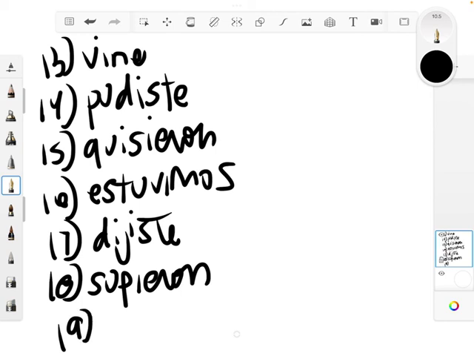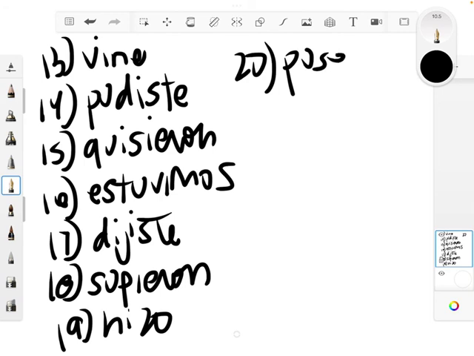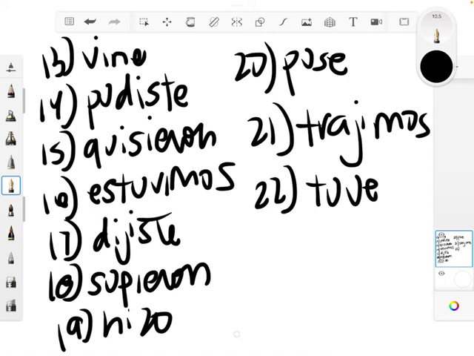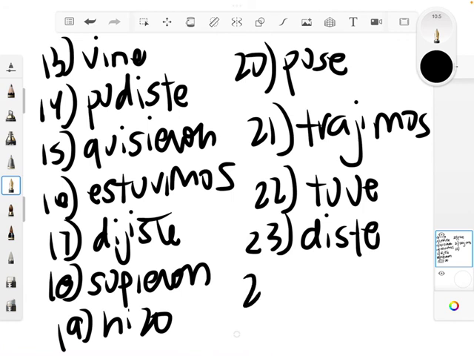19, él hizo. 20, yo puse. 21, nosotras trajimos. 22, yo tuve. 23, tú diste. Y 24, usted condujo.